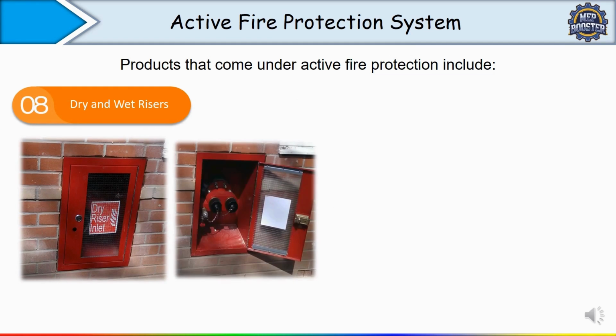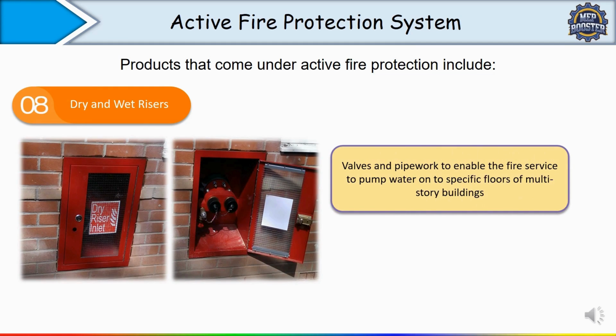Then see the dry and wet riser shown here, which provides a water supply for firefighting within a building, with a dry riser containing no water until needed and a wet riser being constantly filled. Okay, a dry riser is a vertical pipe that firefighters can connect to external water sources, and a wet riser is a vertical pipe that is always filled with water. So this is also a component of active fire protection system.